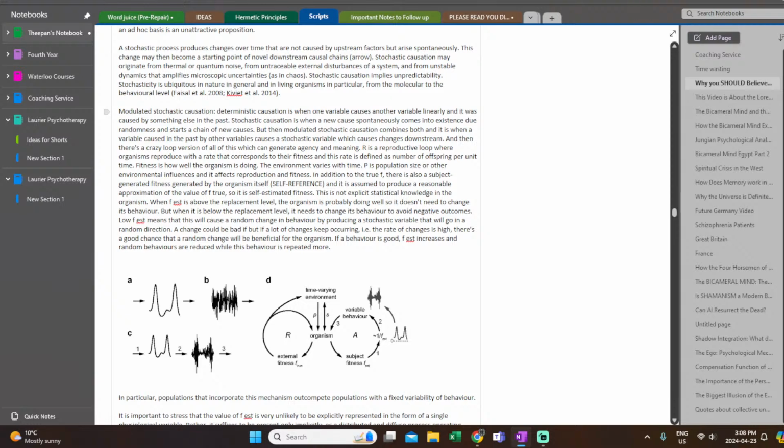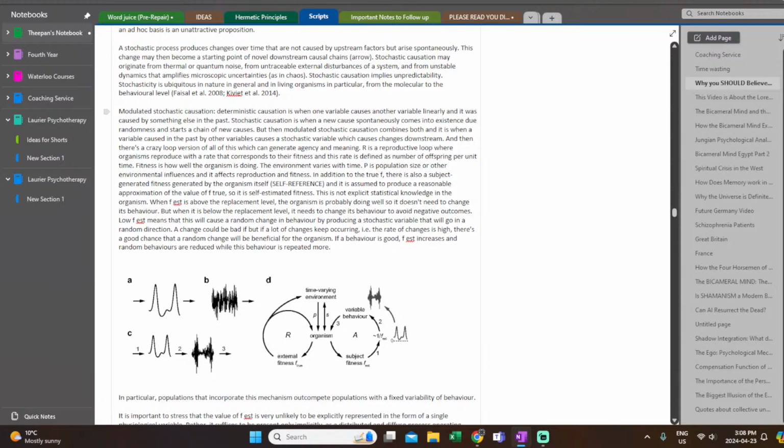Okay, so a low F estimate means that this will cause a random change in behavior by producing a stochastic variable that will go in a random direction. So that's, again, choosing random behaviors or causing a process that deliberately has random behaviors. A change could be bad, but if a lot of changes keep occurring, i.e. the rate of changes is high, there's a good chance that a random change will be beneficial for the organism.